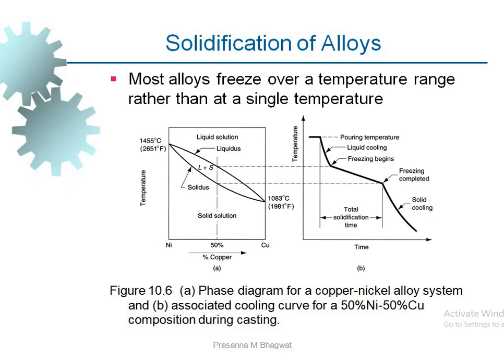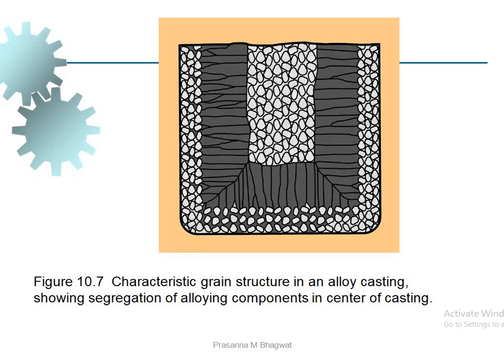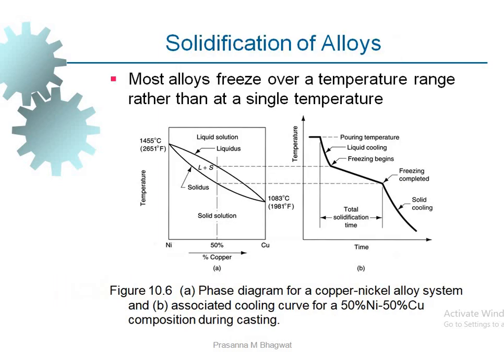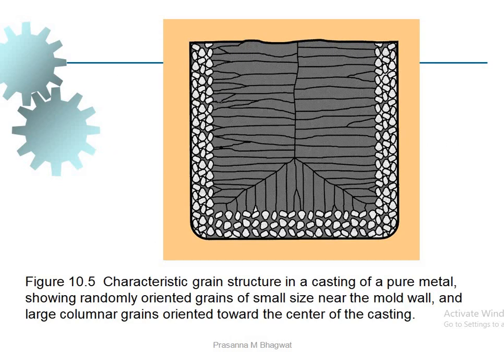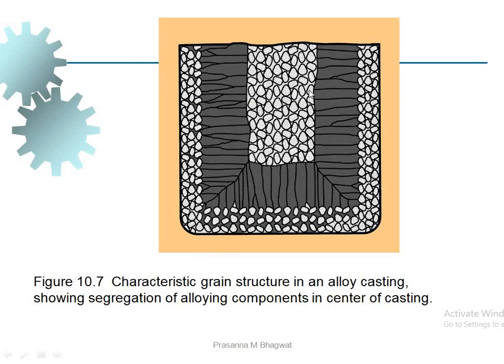So that is the difference between the solidification of pure metal and alloys, because pure metals will freeze at a single temperature and alloys will freeze over a range of temperature. So the characteristic grain structure for the pure metals, you will find some chilling effect here, and the grain structure is like this. But in the case of alloys, you will find the chilling effect like this. Again there are columnar grains, again there are equiaxial grains. So it is a mixture of equiaxial and columnar grain structures.